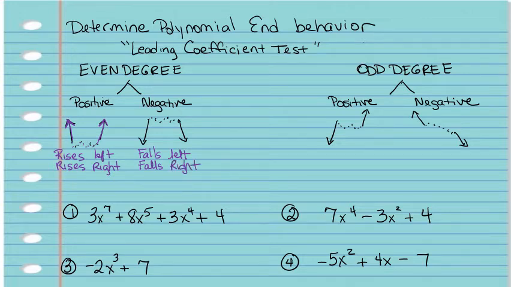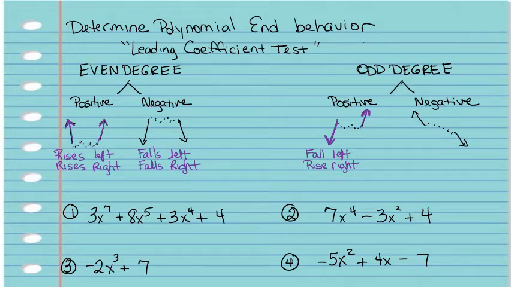All right. For an odd degree, if it's a positive odd degree, then it's going to fall on the left-hand side and rise on the right-hand side. So falls on the left and rises on the right.